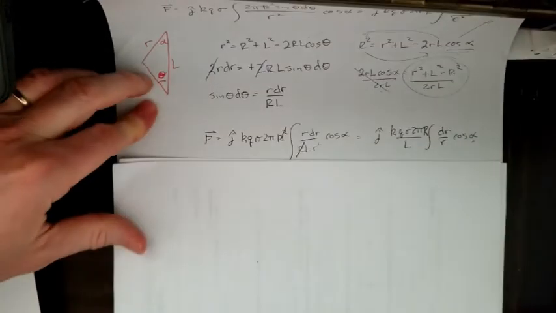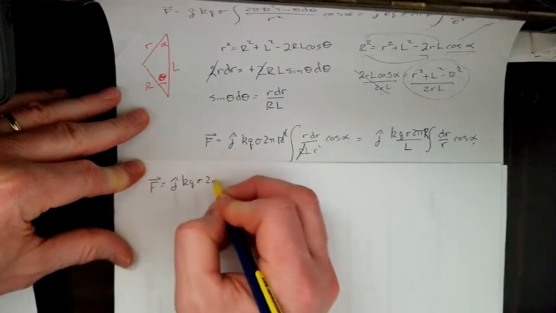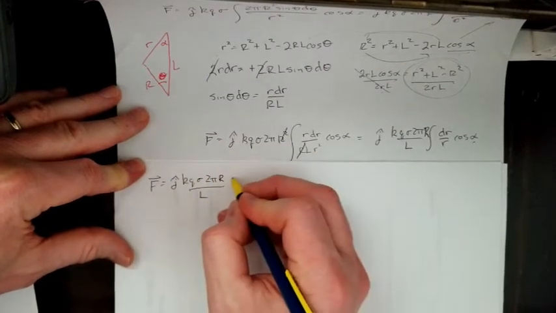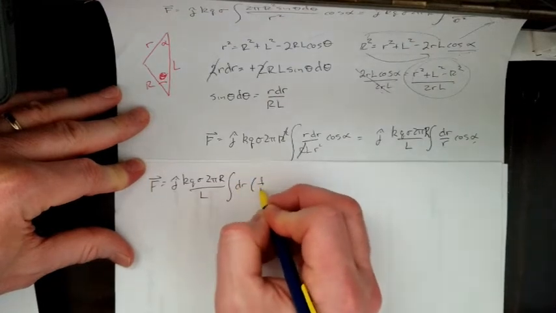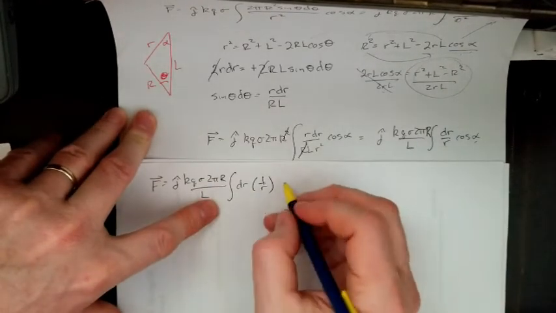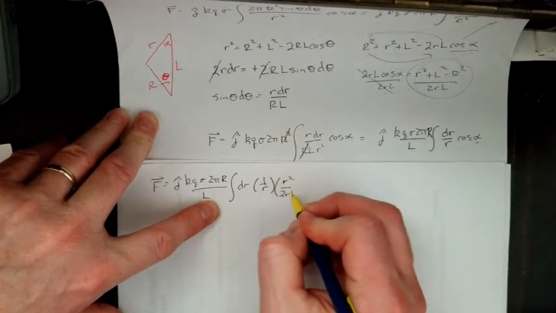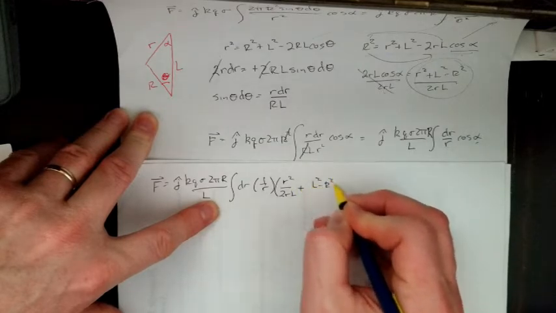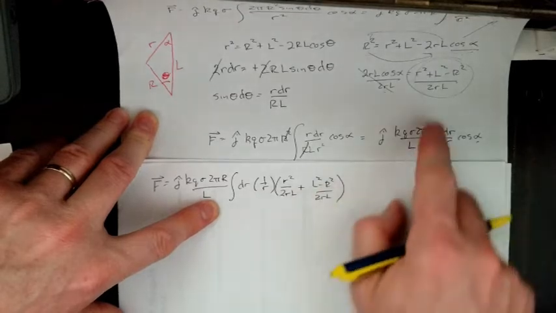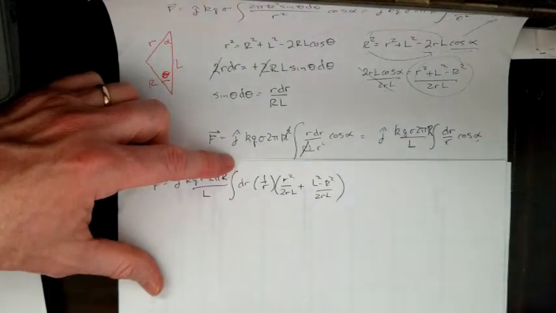So now, if we make that substitution there, F is equal to j hat k q sigma 2 pi big R over L integral of dr times 1 over r. Now I separated that. It's just for a math thing we're going to do in just a second. And then cosine of alpha right there: r squared over 2rL plus L squared minus R squared over 2RL. I separated that into the sum of two fractions here with a common denominator just because of the math thing that's coming up next. There are other ways of approaching it, but I figured it's easier. May as well do it now than later.